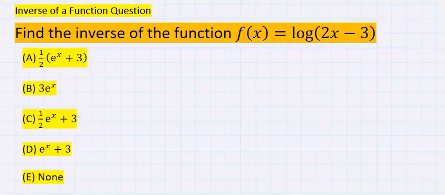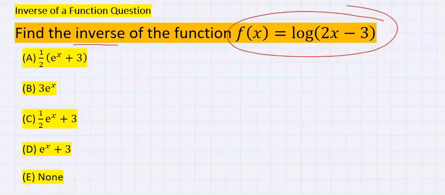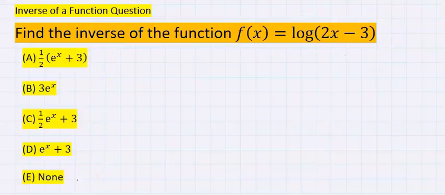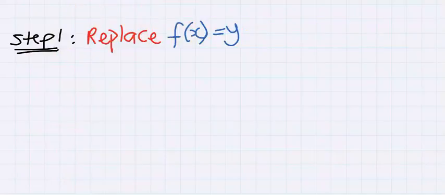Let's consider this question. Find the inverse of this function. Thereafter, we choose from one of these options to solve this problem. Step number 1. Replace f of x with y.